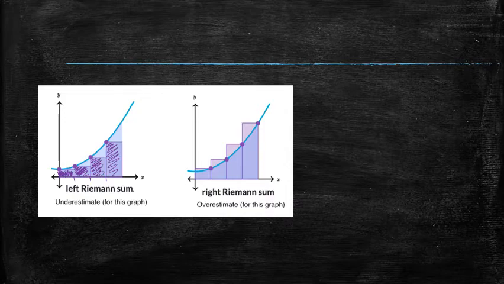and that would give us an approximation of the area under the curve. The right Riemann sum is the same idea, but now we're using the right endpoints. For this particular function, we can see that using the right endpoints would lead to an overestimate of the area under the curve.